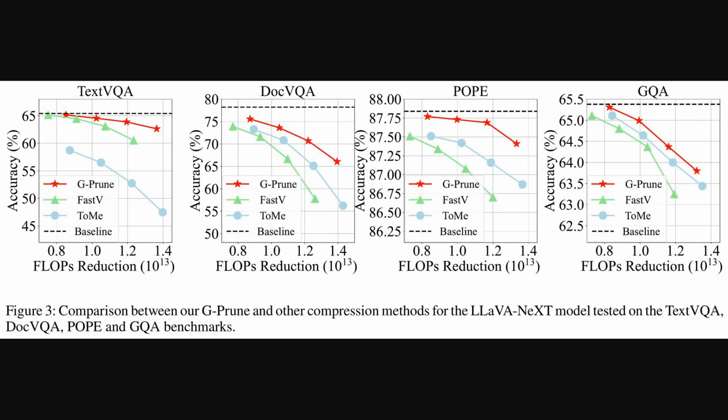Okay, so Figure 3 gives us a broader look at how gprune stacks up against other compression methods like FastV and ToMe across several different benchmarks. We're looking at accuracy versus flops reduction again, similar to what we saw in Figure 1 Part A. What's clear across text VQA, DOC VQA, POPE, and GQA is that gprune, the red line, consistently maintains higher accuracy compared to the others as the flops reduction increases, meaning as we save more computation. It performs particularly well on those detailed tasks like text VQA and DOC VQA.